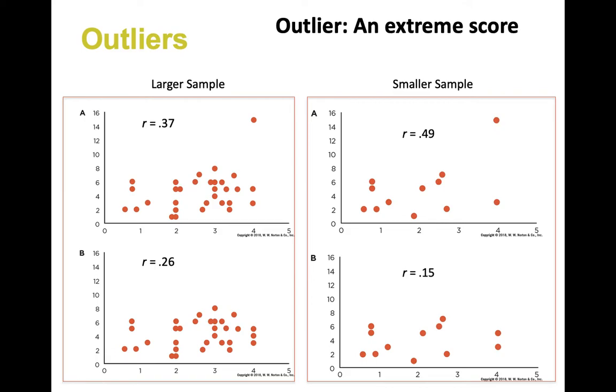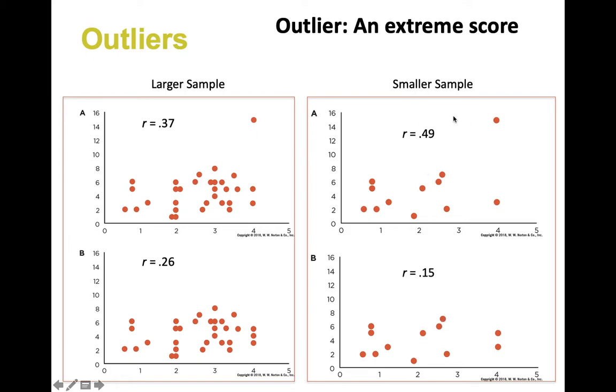So what this is illustrating is the effect that an outlier can have on the correlation coefficient. The correlation for the top graph in the large sample is 0.37, and for the bottom graph it's 0.26. So you can see that having this outlier generally keeps the same trend. We've got a weak, we can say a small to moderate positive trend here. That small to moderate positive trend is strengthened by the presence of an outlier. And that's also the case in the smaller sample.